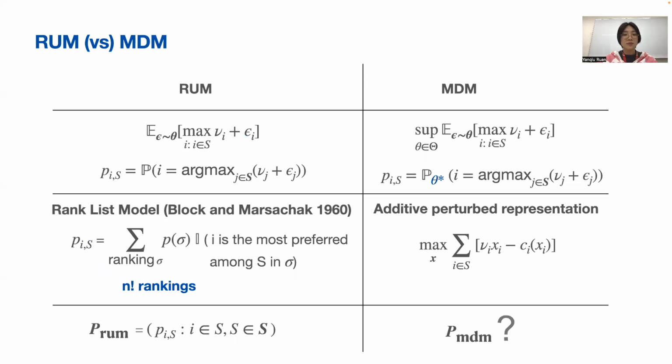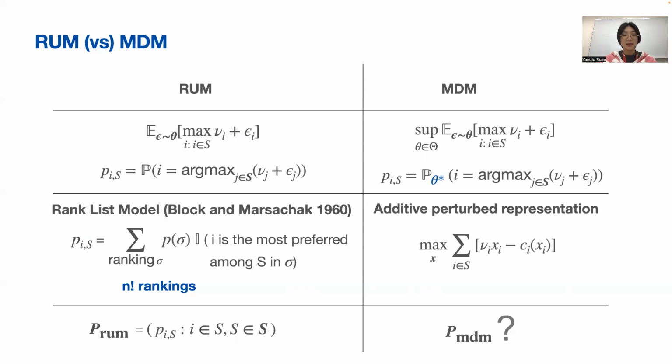Rank list model assumes that each customer has a preference list sigma over products, and the customer always chooses the most preferred option among the assortment. The description of the rank list model requires n factorial parameters. Given this characterization of RUM, the set of RUM representable choice probabilities can be described by the rank list model.